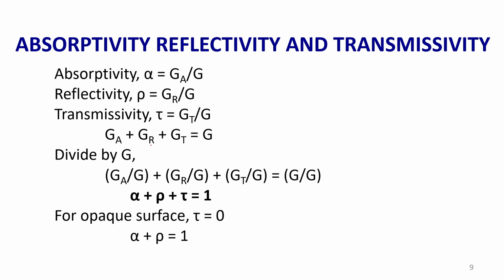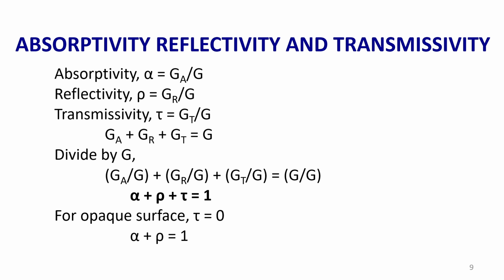Now I am dividing the left hand side and the right hand side by the total radiation term, which is capital G. So, Ga by G, plus Gr by G, plus Gt by G, and the right side becomes G by G, that is 1. Ga by G is alpha, the absorptivity, Gr by G is rho, the reflectivity, and Gt by G is the transmissivity tau. So the sum of absorptivity plus reflectivity plus transmissivity will be equal to 1. In other words, the amount of radiation reflected plus absorbed plus transmitted will be equal to the total radiation incident on the surface.